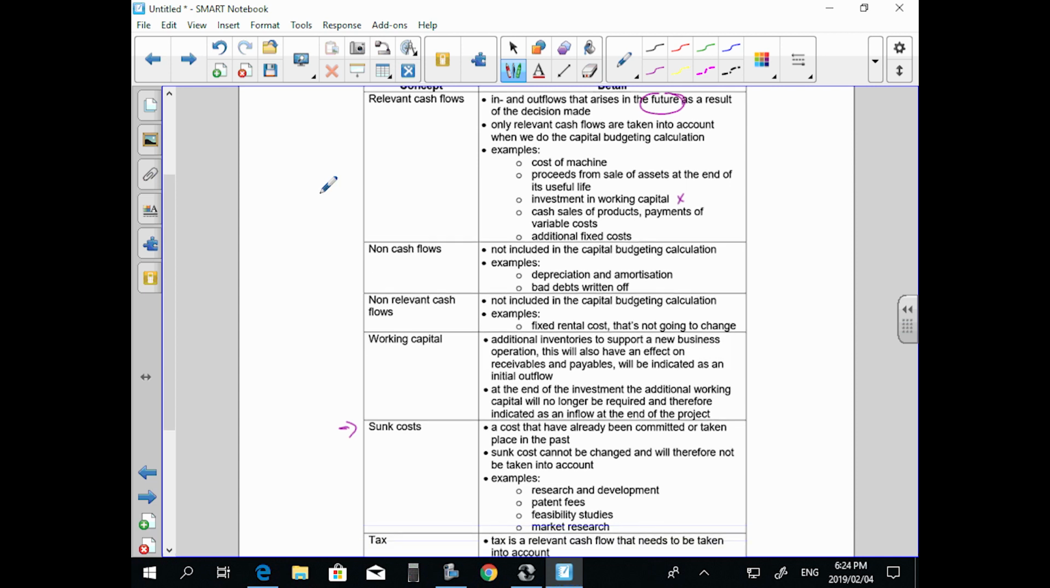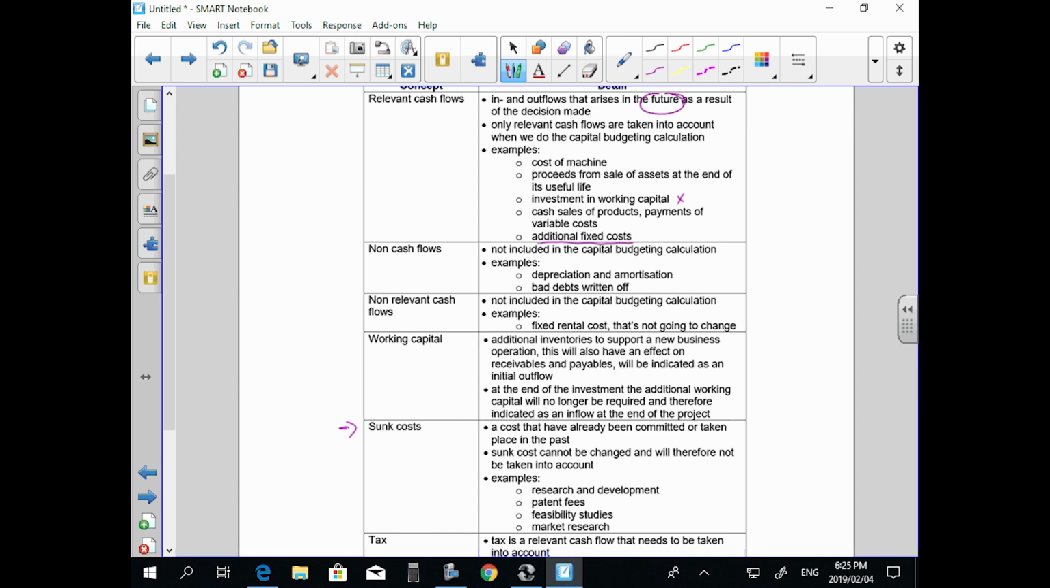You're literally slotting in things. Your cash sales, so obviously your revenue that you're going to have, payments of variable costs, and any additional fixed costs. So when they say additional fixed costs, I'm going to use Edge for an example. So Edge wants to start running the SEMA program. How are we going to do that? We're just going to use our own offices.